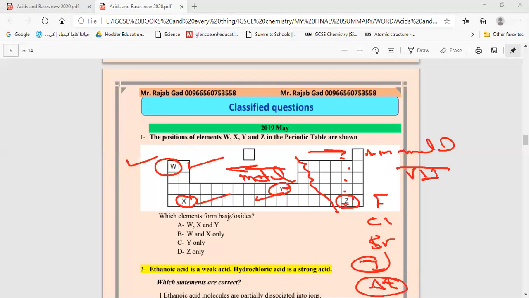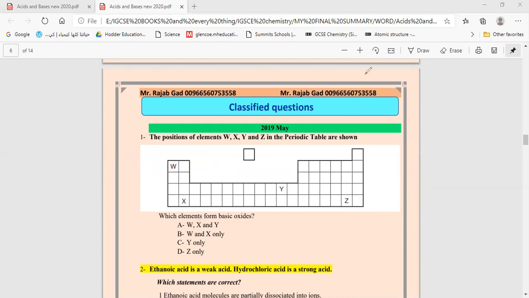Now, which elements here form basic oxides? Yes, W, X, and Y, correct. Let's see another one. W and X only. Y only, no. Z only, no. So the correct answer is A. Next one.